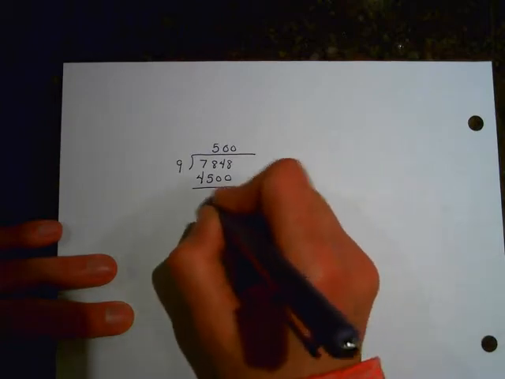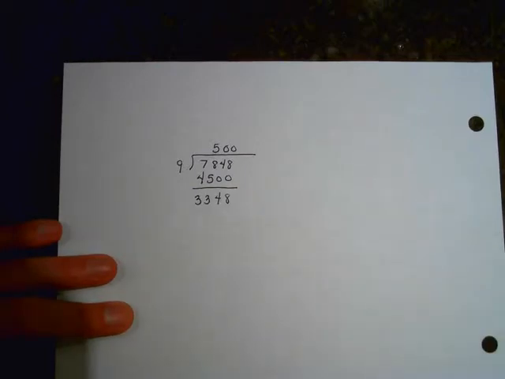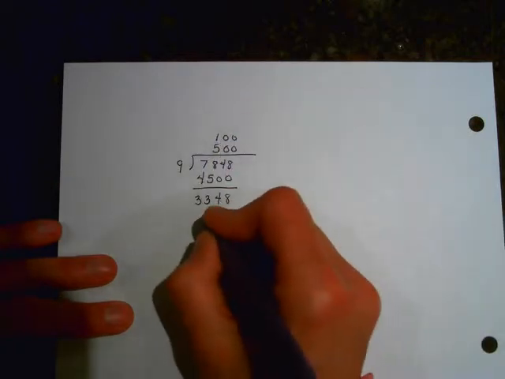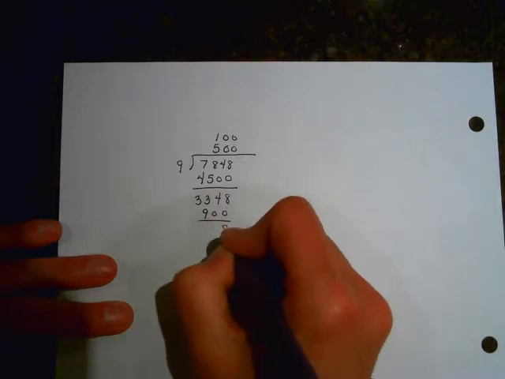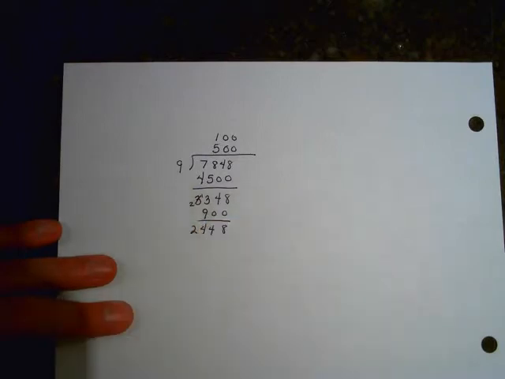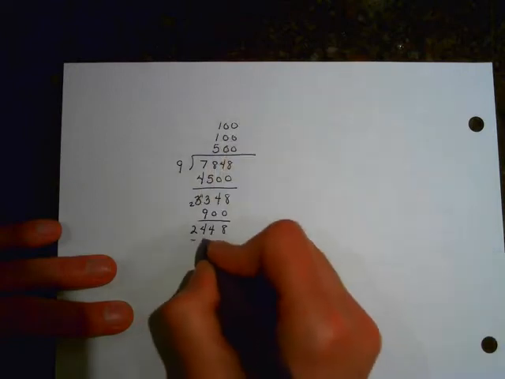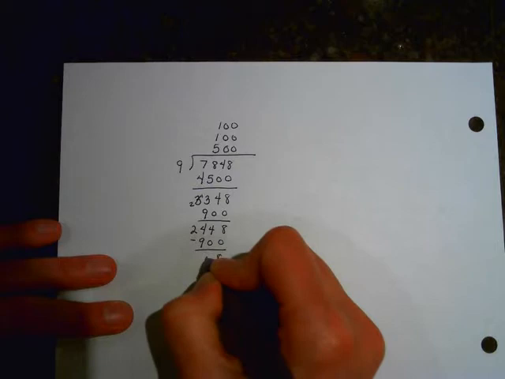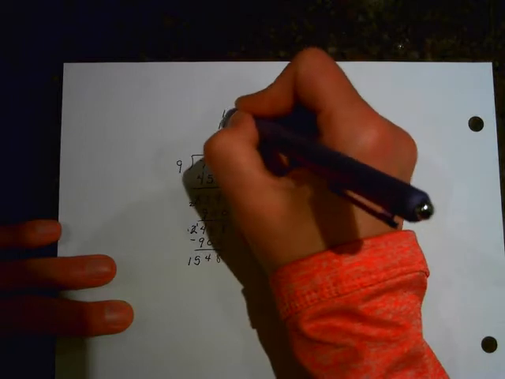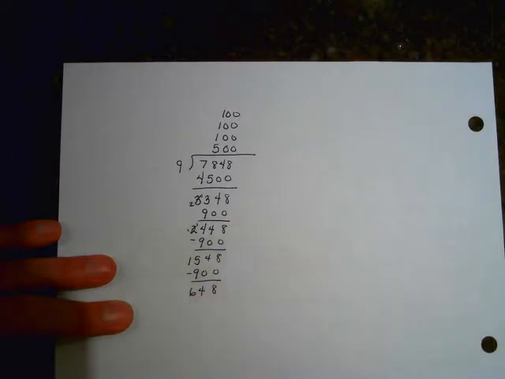Okay, and then you subtract. And then I would say, could another 500 work? And he'd say no. So then we'll go to 100. So 900. So that looks like 2448. And I'd say, yep, another 100 will work. So minus 900. Okay, and it looks like we can still get another 100 out of there. So 900. Right?